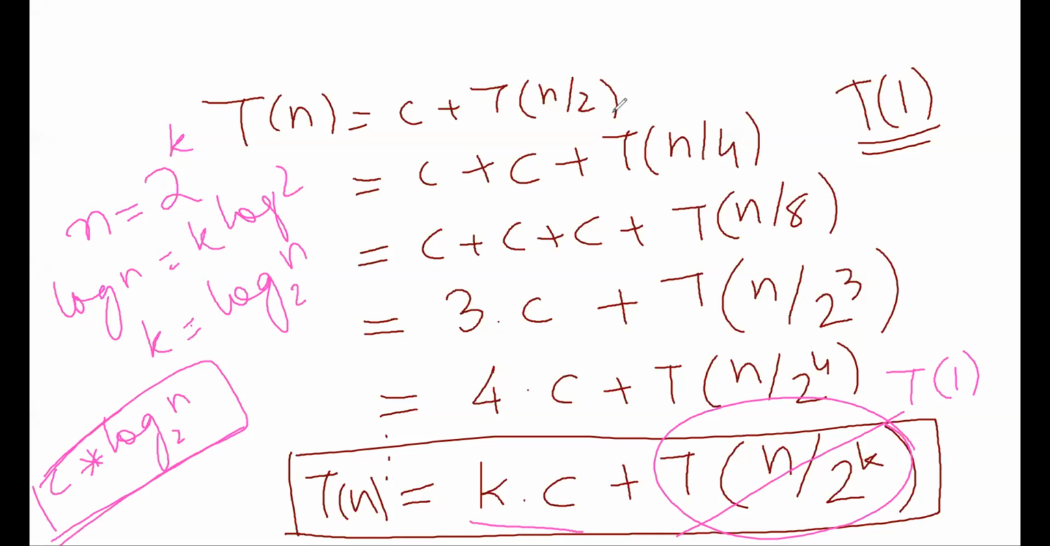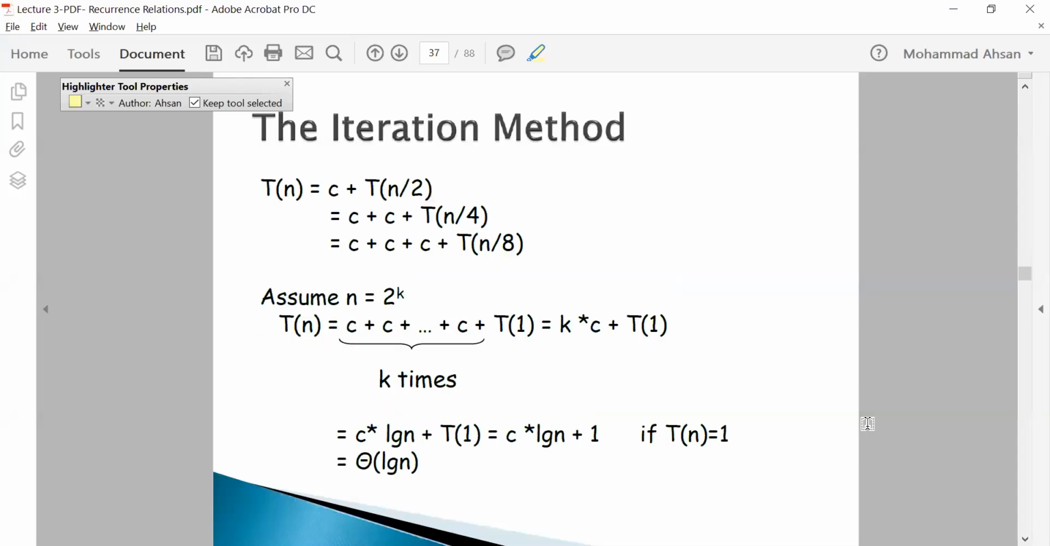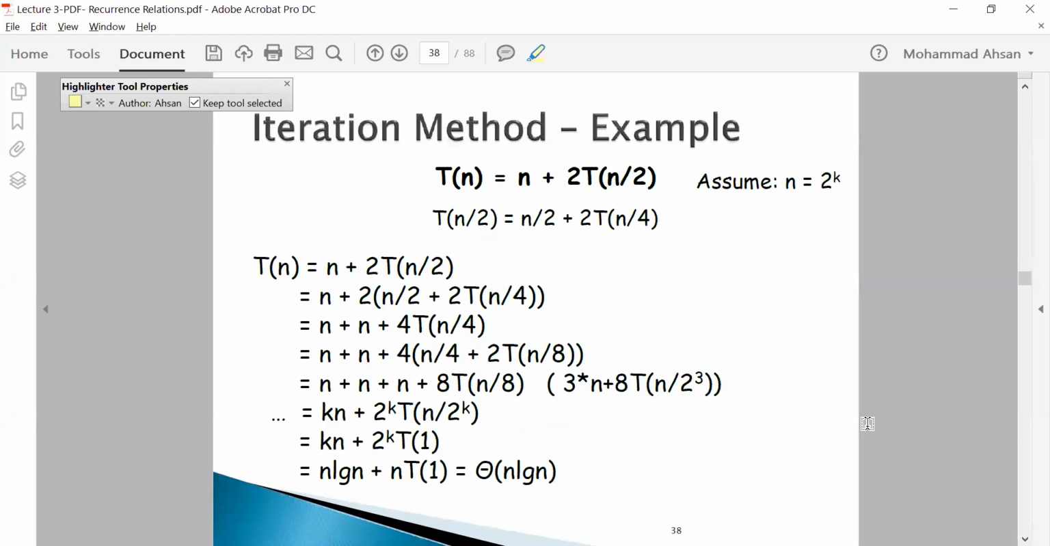So we see the pattern in the equation by resubstituting or iterating on the right hand side, and get a general form of the equation. Sometimes it might not be simply k times c. It can be some kind of a summation also. That's what you have to look for, and then you can find the answer. We'll see more examples here. So k times c, with k being log n, because n is equal to 2^k, and this becomes theta of log n.